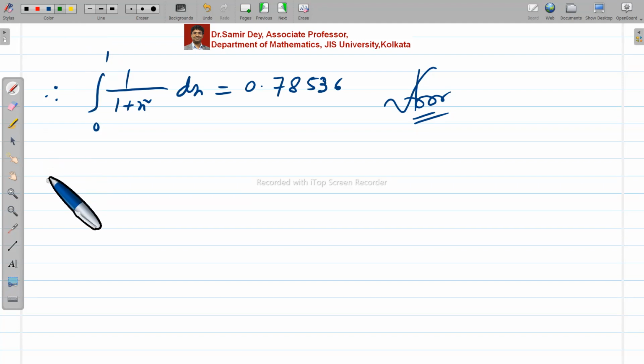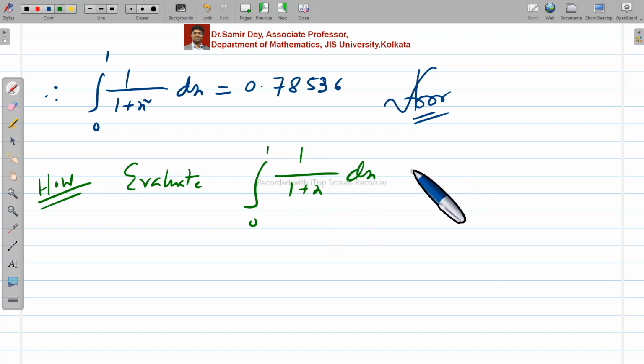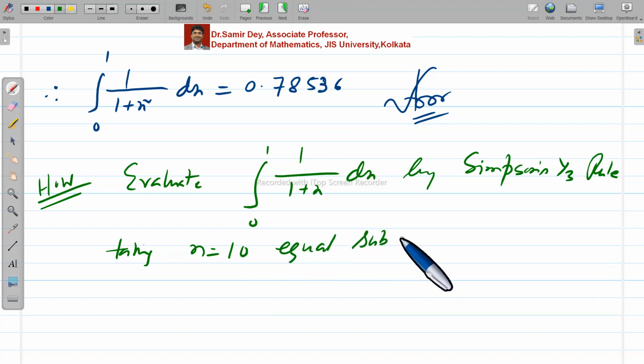Okay, now please do some homework. Evaluate the integral from 0 to 1 of 1 by 1 plus x dx by Simpson's 1/3 rule, taking n is equal to 10. Don't focus on the solution or results, you focus on the process. The problem may be replaced, but the process will remain the same.